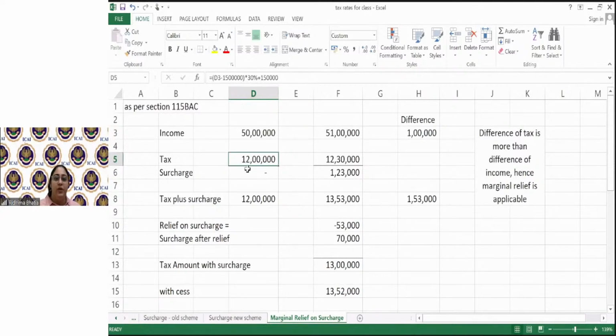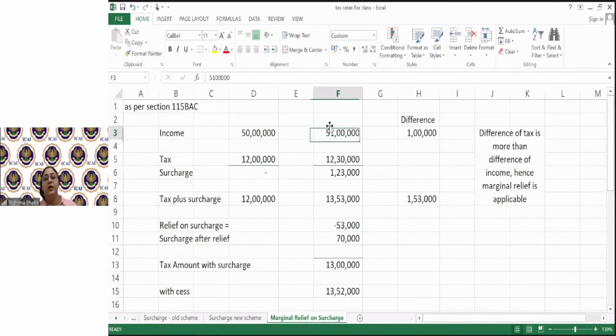Okay. Now, will there be any surcharge? No. Why? Because surcharge is not there up to an income of 50 lakhs. Surcharge is there only when the income crosses 50 lakhs. ठीक है? तो कोई surcharge नहीं है. तो tax 12 lakh है. अभी I'm not talking about cess.